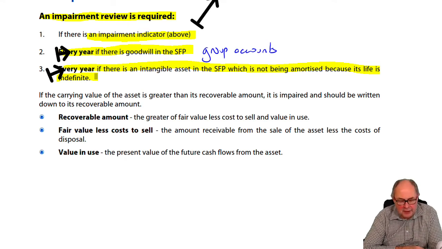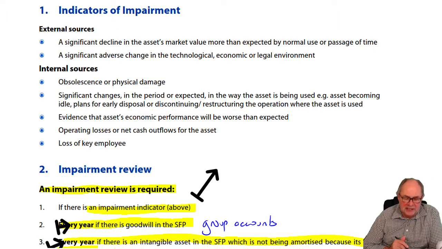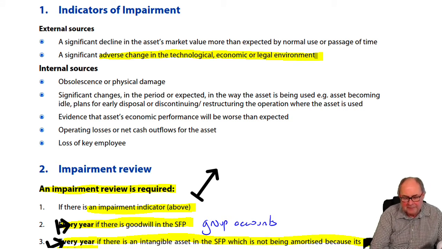Most commonly, of course, though, it's caused by an impairment indicator. There's a list of these up in the notes. I don't think you especially have to learn them because you're not going to be asked for a list, I'd have thought, at this level. And I think you just have to recognise them. But you can see the sorts of things. So significant change again in technology. Some massive external factor like a pandemic or something. Internally, it could be you've just damaged your assets. All sorts of things like that.